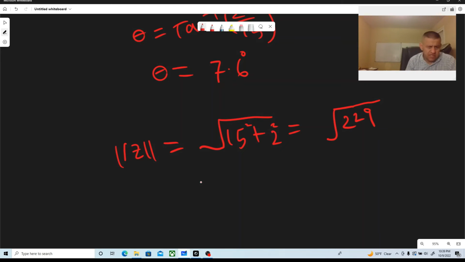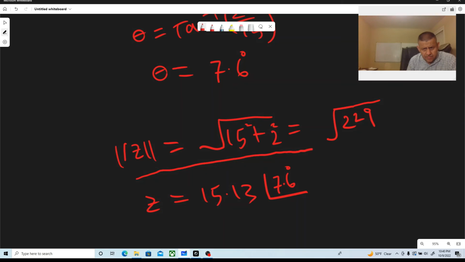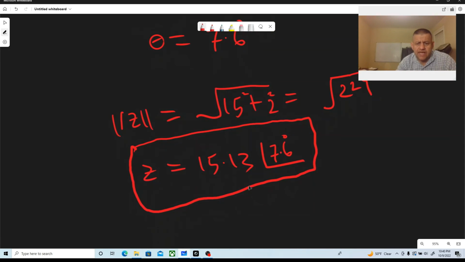So the magnitude of Z is going to be equal to 15.13, with an angle of 7.6 degrees. That is the answer for that problem.